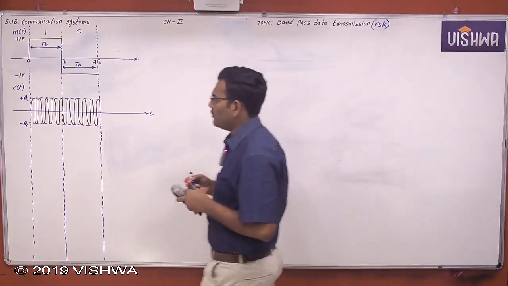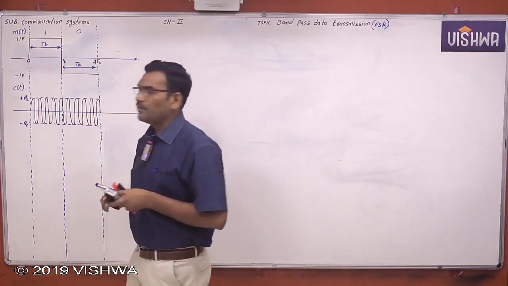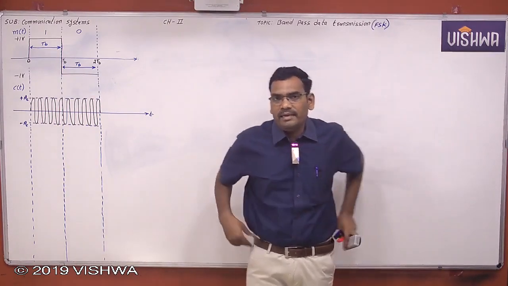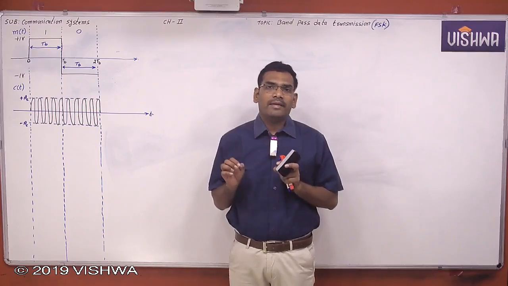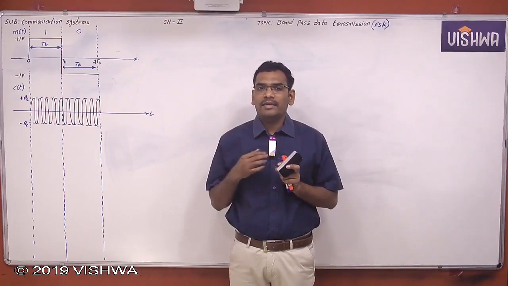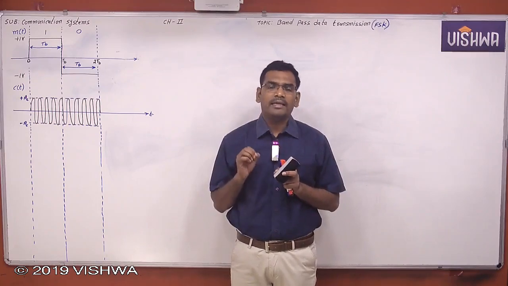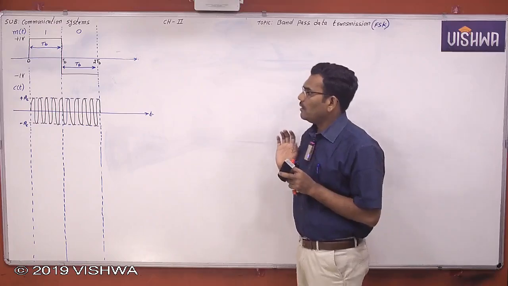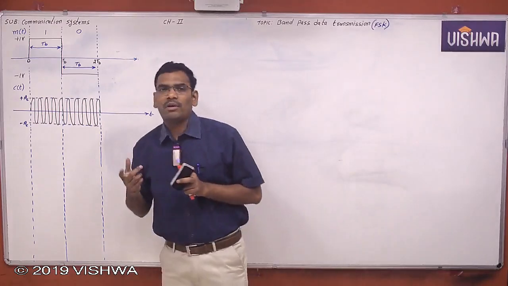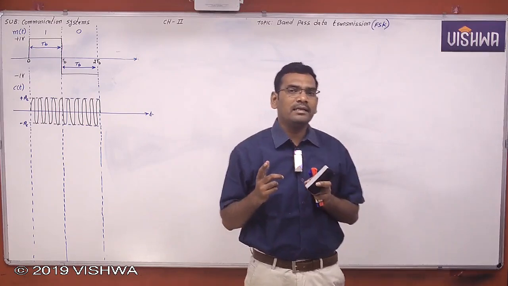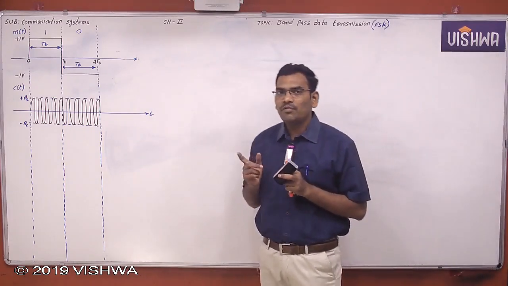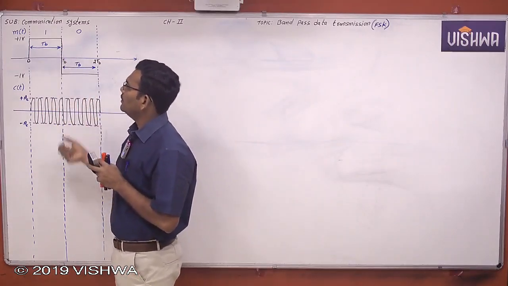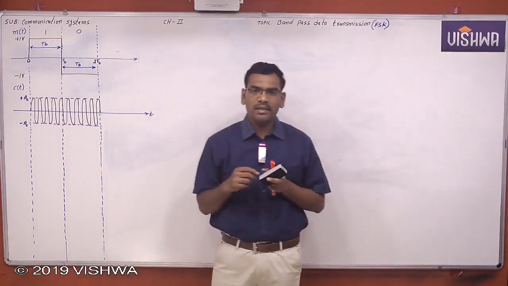What is frequency shift keying? The frequency of the analog carrier is varied in accordance with binary data. That is called frequency shift keying. Now, what is an FM modulator? An FM modulator is nothing but a voltage to frequency converter, where the voltages are converted to frequencies.